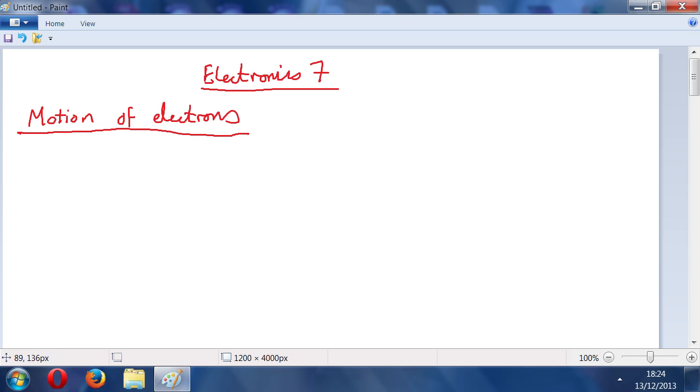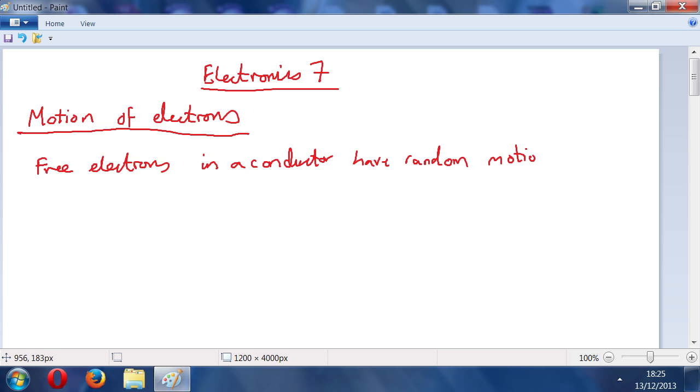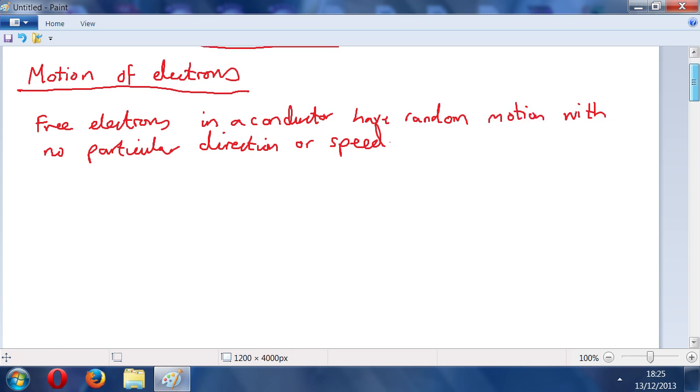So what I wanted to think about now is that in general we say free electrons in a conductor have random motion, with no particular direction or speed. Obviously that's not the ideal case. So what we need to think about now is how to coordinate this.